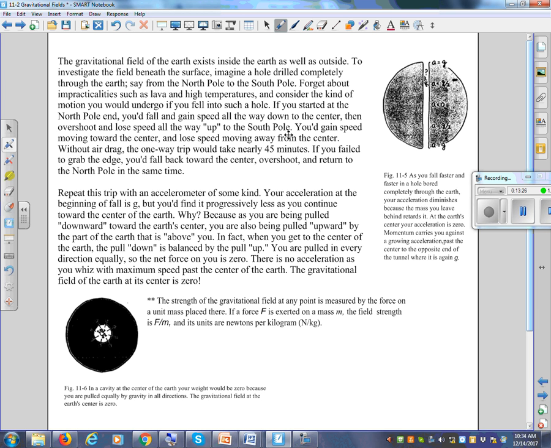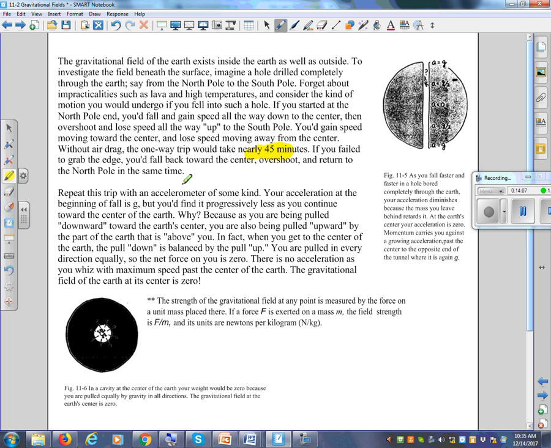Anyways, you would gain speed toward the center and lose speed moving away from the center. Without air drag, the one-way trip would take nearly 45 minutes. Only 45 minutes, not a week. 36 is pretty close. 45 minutes to go from there to there. That's assuming there's no wind resistance. Now, obviously, there would be. If you failed to grab the edge, you would fall back toward the center, overshoot, and return to the North Pole in the same time. It'd be about a 90-minute trip there and back, if you could do it.